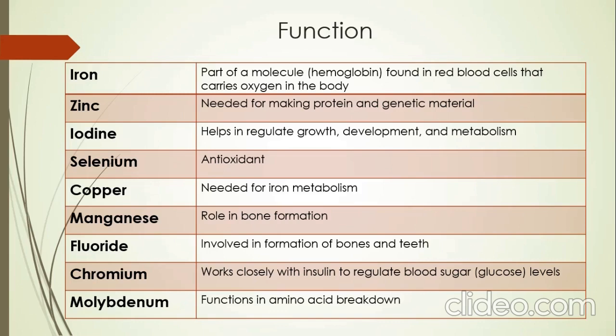Manganese. Manganese has a role in bone formation. Next, fluoride. Fluoride is involved in the formation of bones and also teeth. Fluoride also helps prevent tooth decay. Next, chromium. Chromium works closely with insulin in order to regulate blood sugar levels. Lastly, molybdenum. Molybdenum functions in amino acid breakdown. Examples of molybdenum sources are breads and grains, green vegetables, and also milk.